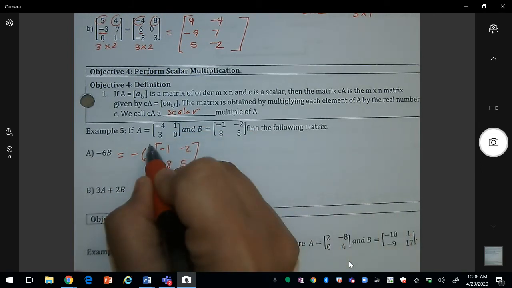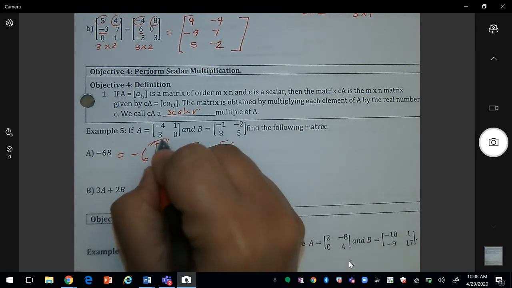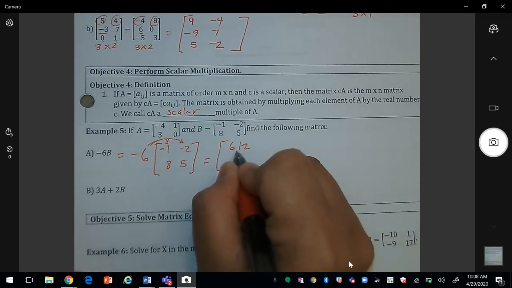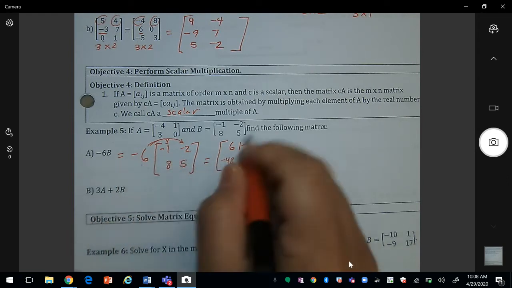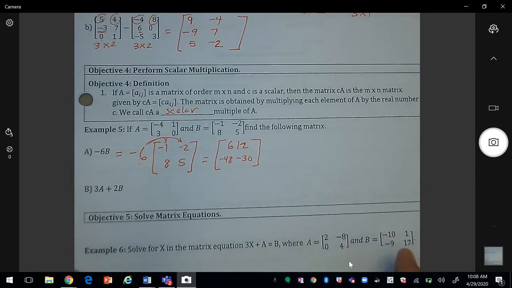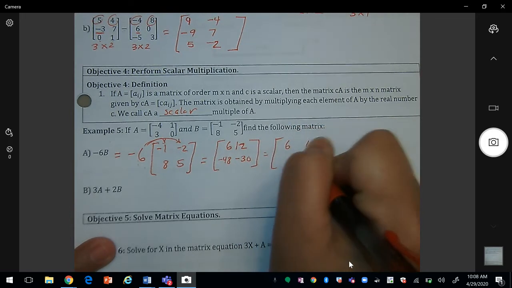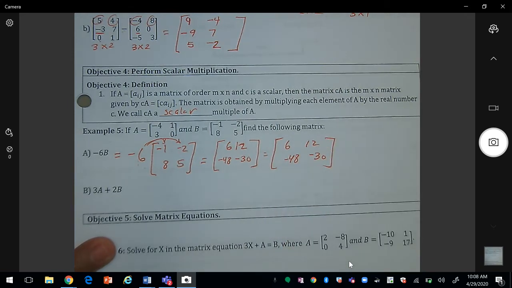So in this case, we're going to multiply -6 times -1, +6. -6 times -2 is +12. And -6 times 8 is -48. -6 times 5 is -30. Okay, so we have 6, 12, -48, and -30. Let me just rewrite it with a little bit more space. That way it's clear that they're separate entries.